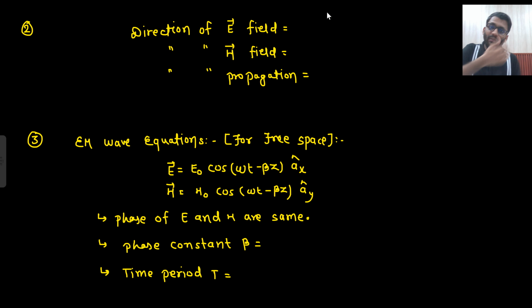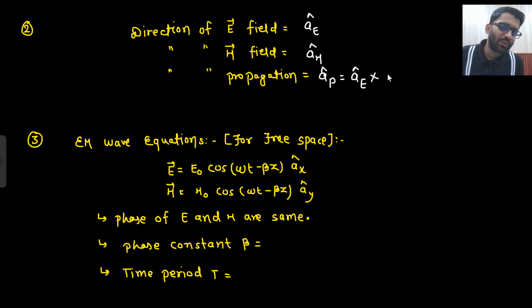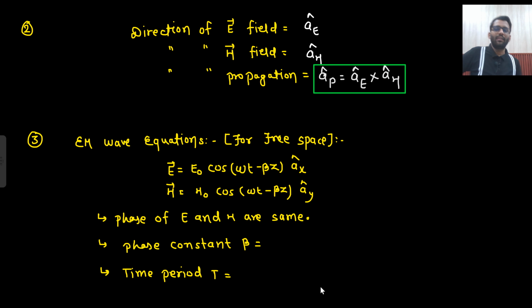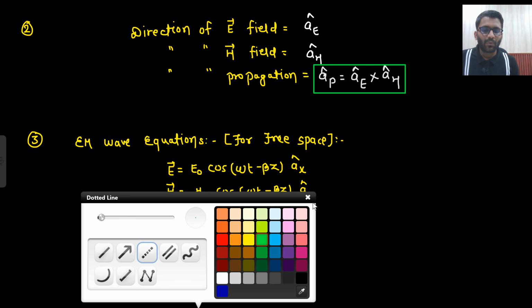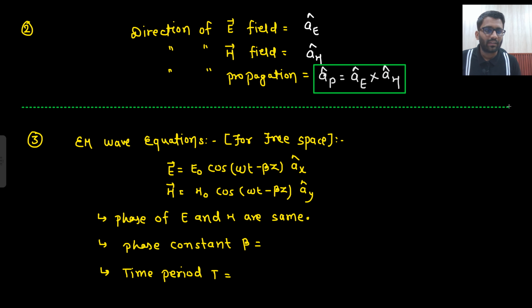And the second thing we know is that if the direction of electric field is AE cap and the direction of magnetic field is AH cap, then what will be the direction of propagation? The direction of propagation P is equal to E cross H. This is what you need to remember. Now, these 2 points are true for any medium, whether it is free space, conductive, dielectric, lossy dielectric or lossless dielectric. It is true for everyone. Is that clear to you?